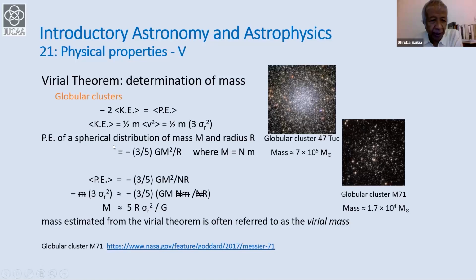I will not take too long over this presentation. So the potential energy of a spherical distribution of mass m and radius r. Over here it is reasonably spherical, so this is not a bad approximation, but that may not always be the case. It is 3/5 G m squared upon r.